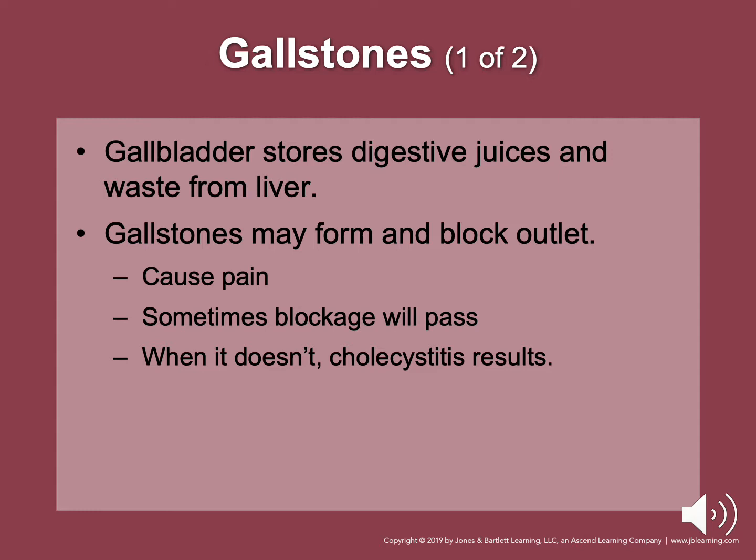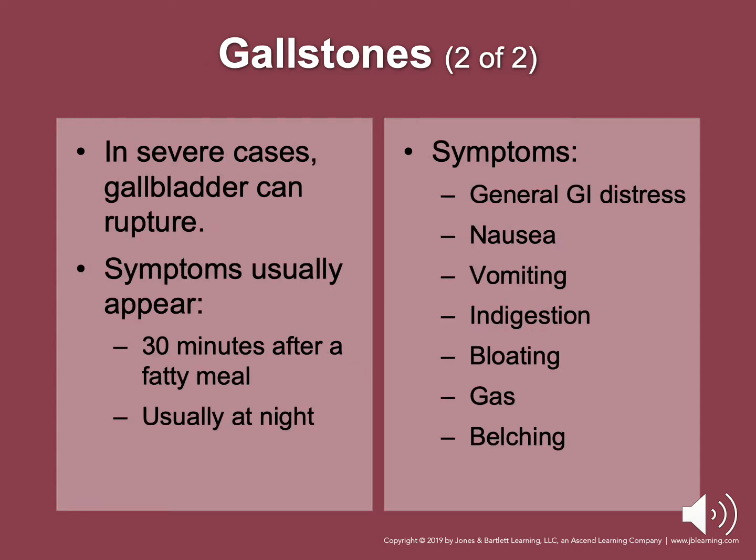The gallbladder can rupture in several cases and presents as a constant severe pain in the right upper mid-abdomen region and may refer to the right upper back, flank, or shoulder. Pain may steadily increase for hours or come and go. Symptoms commonly appear 30 minutes after a particularly fatty meal and usually at night. Some symptoms are general GI distress: nausea, vomiting, indigestion, belching, gas, and thirst.